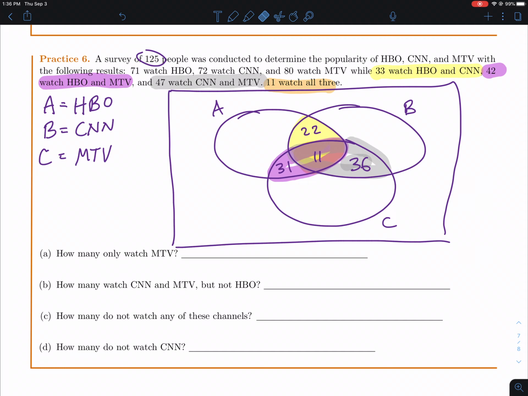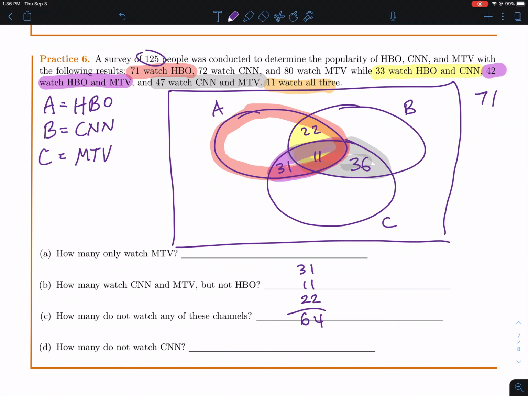Now what we want to do is focus on the people that just watched HBO or just watched CNN or just watched MTV. They're going to be in those big empty spots that are left over. If we look, let's do red maybe. 71 people watched HBO total. That means everybody in this circle, there's 71 people total in that circle, but I've already got a bunch of people in there at the moment. So let's add up: 31, 11, 22.